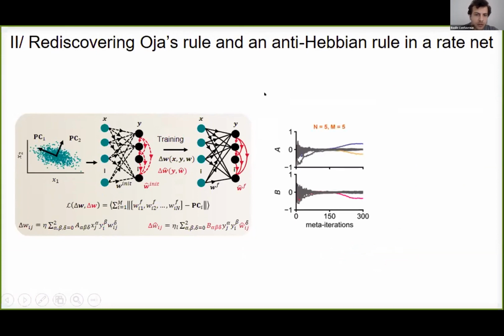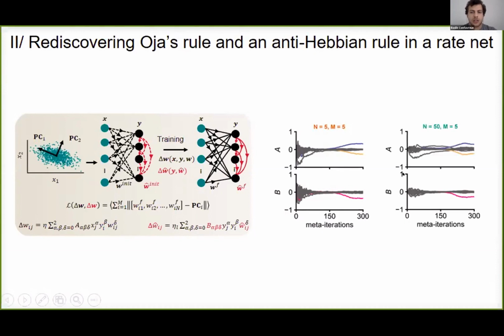So here is the evolution of these rules across an optimization. Above is the rule for the black connections, and as before, you can see it goes to Oja's rule. And below is the red rule, and for this one, the Hebbian term goes to some minus something. So again, we recover the rules that we want, and this approach scales because this was a 5 by 5 network, but it succeeds in larger networks, like 50 by 5.